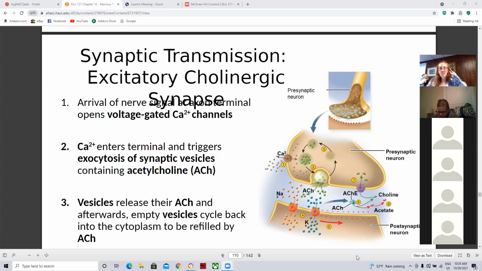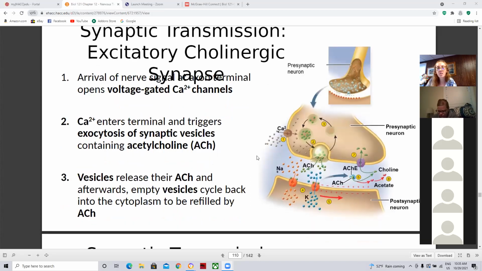These vesicles are going to release their acetylcholine, and afterwards, empty vesicles are going to cycle back into the cytoplasm to be refilled by acetylcholine. So calcium is what's going to initiate the exocytosis of the vesicles containing the neurotransmitter acetylcholine. The vesicles fuse with the membrane, release their acetylcholine, and then cycle back into the cytoplasm to be refilled with more acetylcholine.